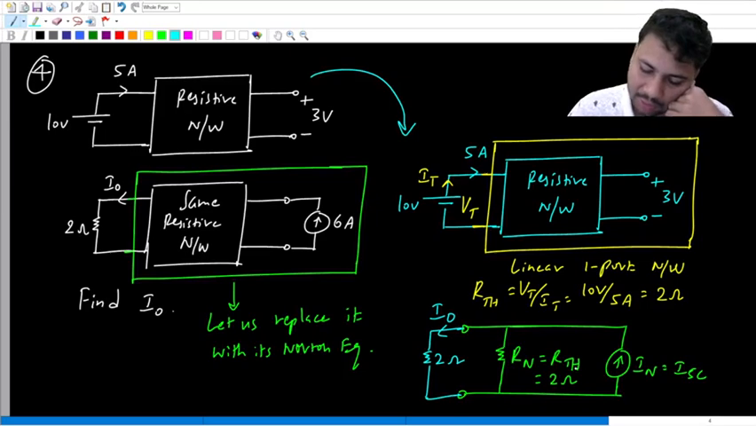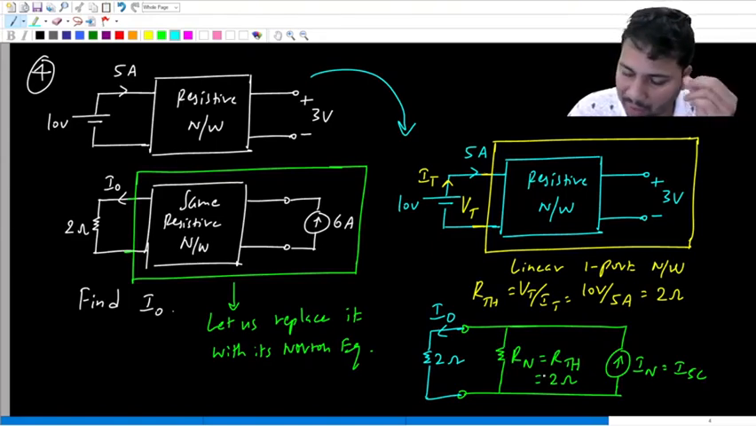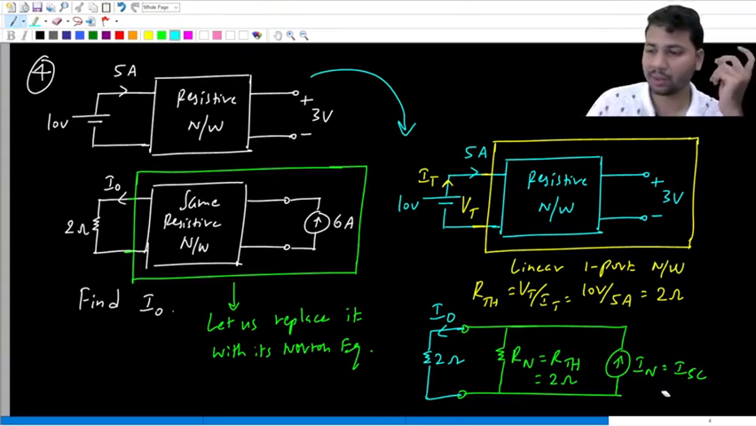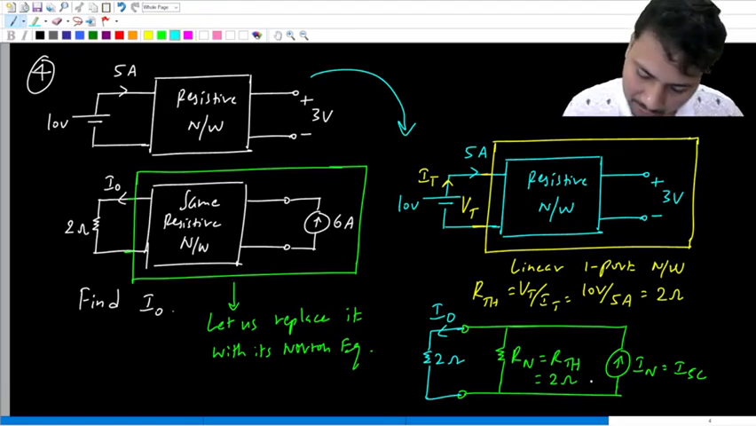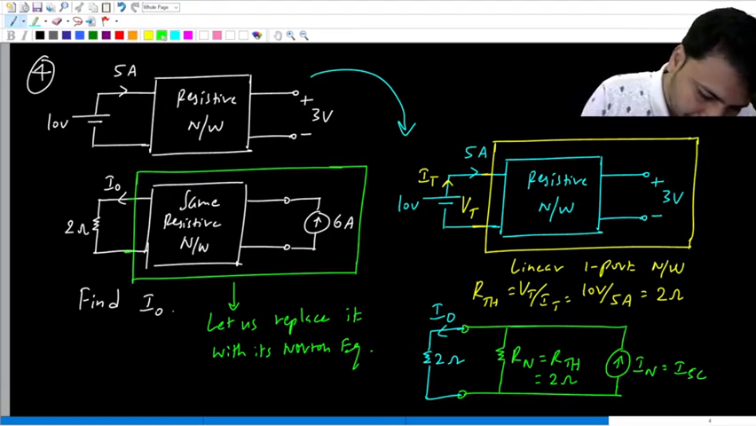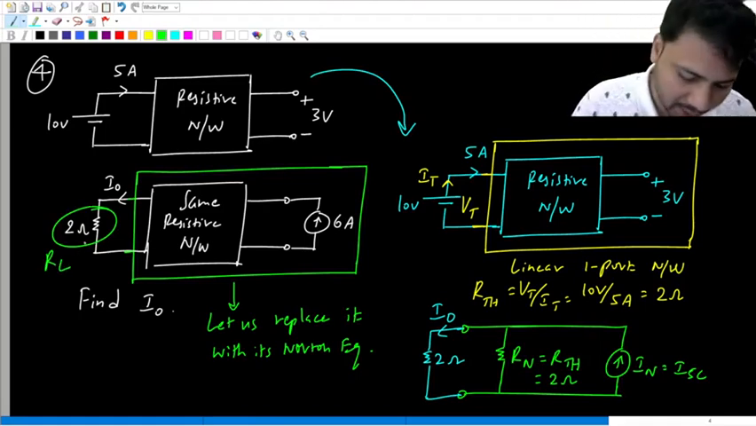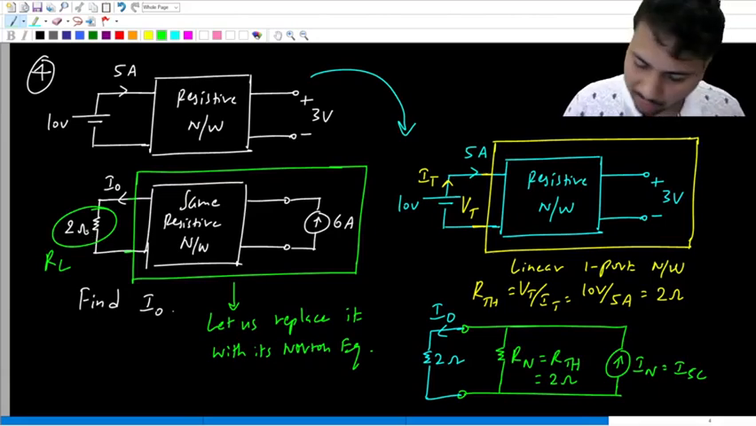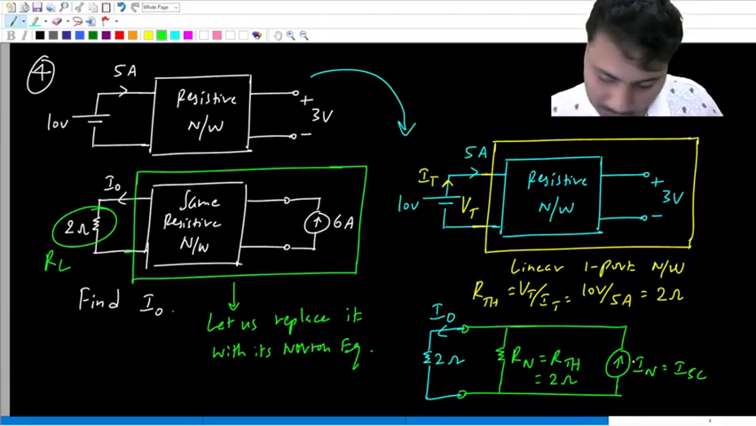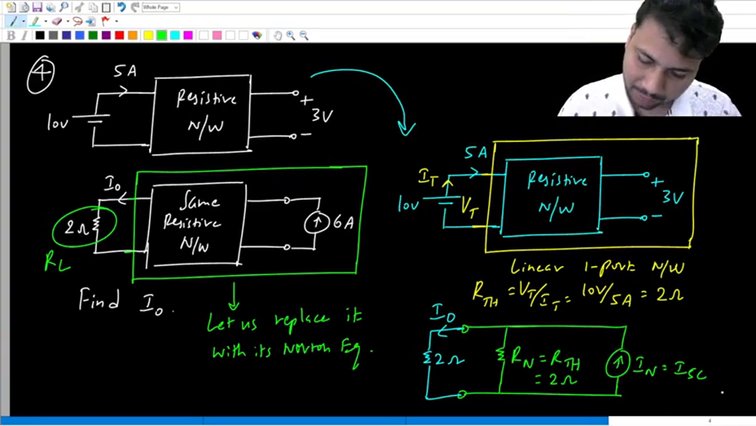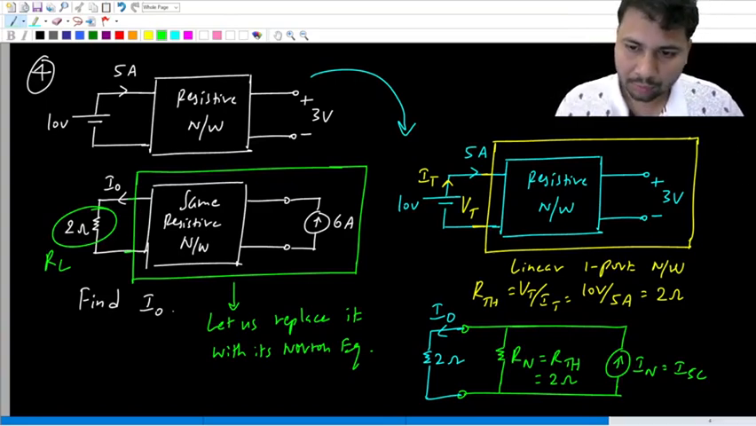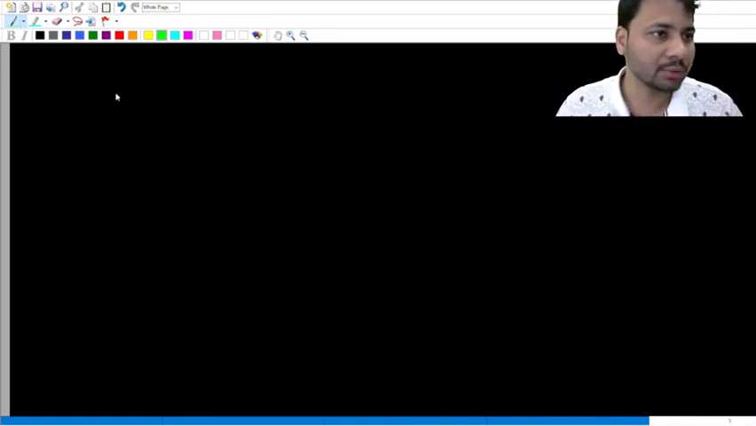Okay. So in this network, the 2 ohm resistor values are already given or already known. So the only thing we have to find is ISC, the short circuit current. So what is that short circuit current? For the green color box, this 2 ohm resistor is like the load, and when the load becomes a short circuit, whatever current flows in the short circuit is the short circuit current. Okay. Please look at this.